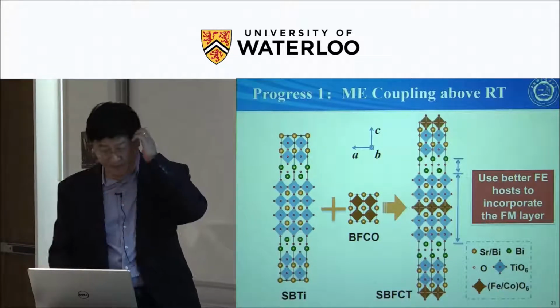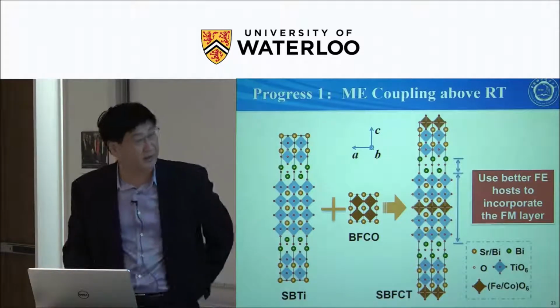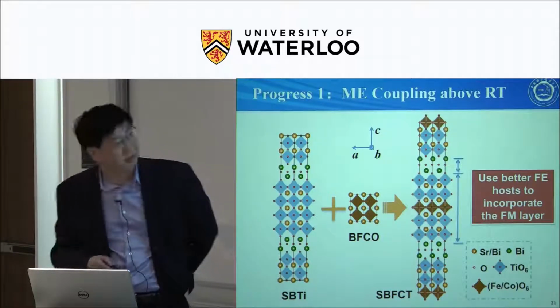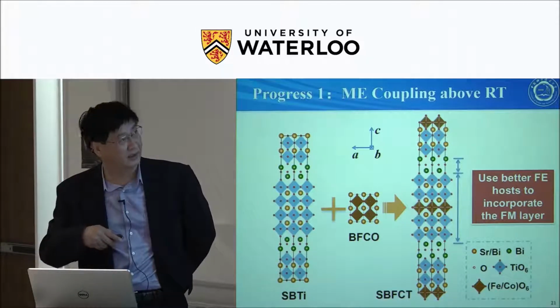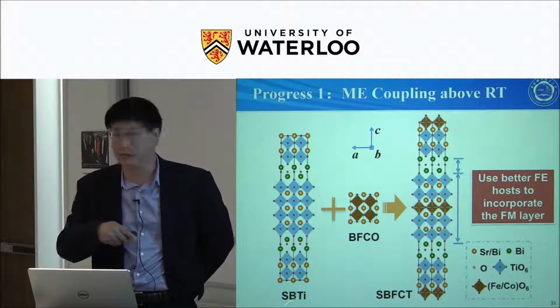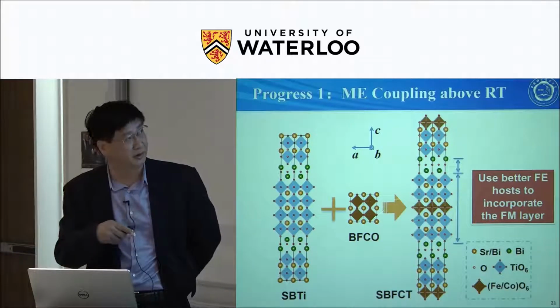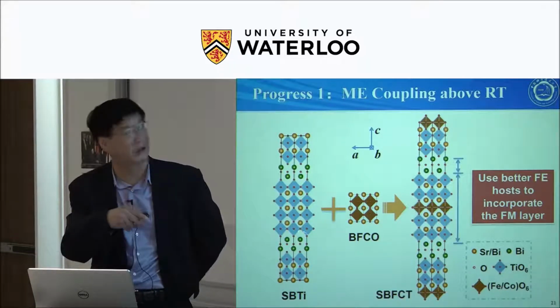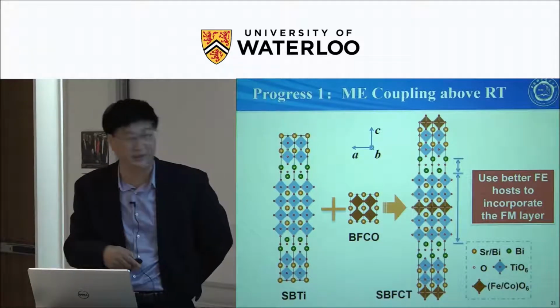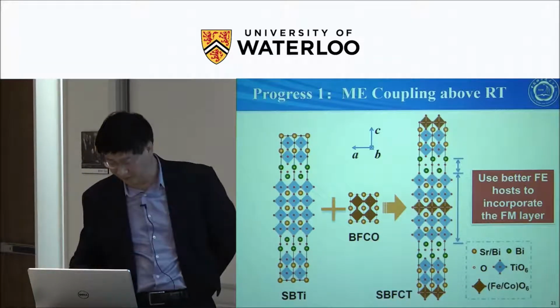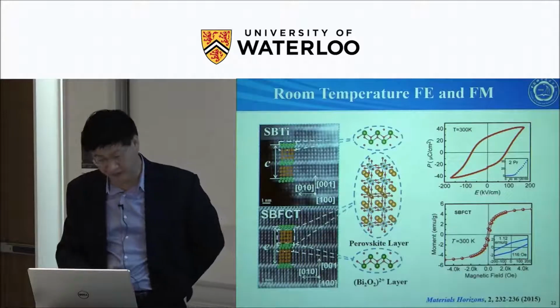So then we made another progress, about 4 years ago. We still used BFCO. Then we found a good Fe host. This is a really good Fe material. So we inserted this layer inside here, making these 4 layers become 5 layers. We call it the SBFCT new material, okay? Let's see how this material does.